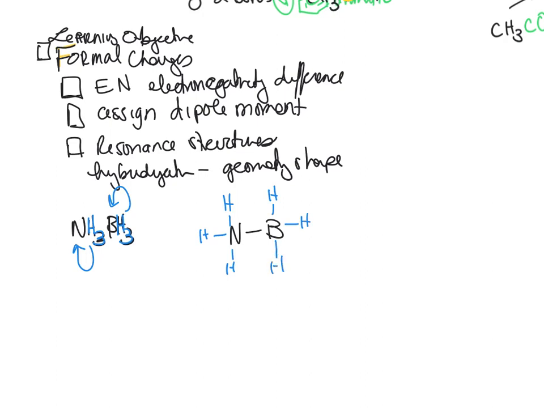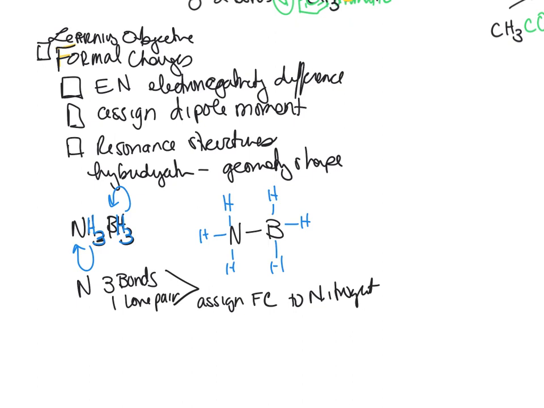Now, we know that nitrogen likes 3 bonds and 1 lone pair. And we see that it has 4 bonds. Because it's not in this bonding pattern, we're going to have to assign a formal charge to nitrogen. And then what about boron? Boron likes 3 bonds, 0 lone pairs. So we're also going to have to assign a formal charge to boron. So how do you do formal charge?